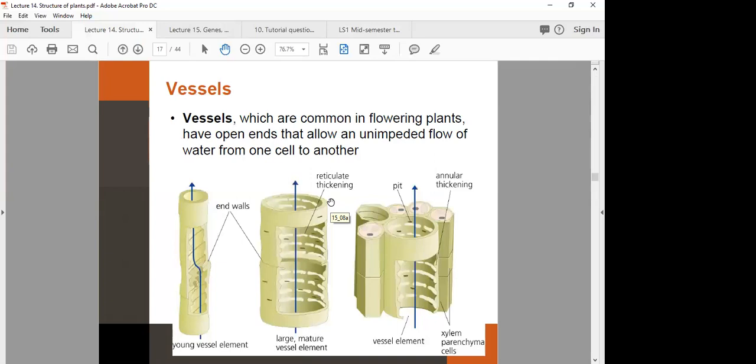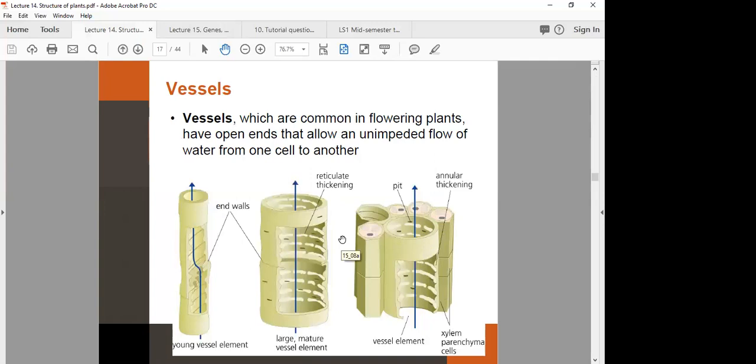They actually lose most of their cell contents, and as a result, they have to be supported by other cells, cells that are metabolically active. And those support cells, if you like, are shown here. These are xylem parenchyma cells, also part of the vascular tissue, but they're more support cells rather than transport cells. So again, here's one of our vessel elements, and here's a younger vessel element nearby.